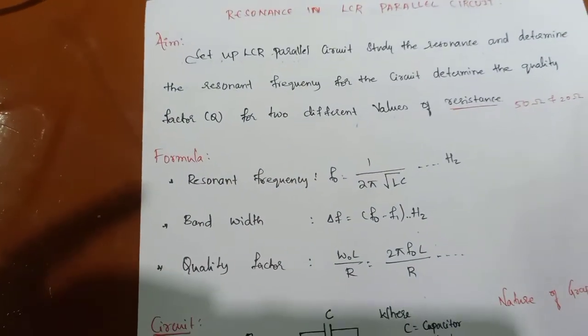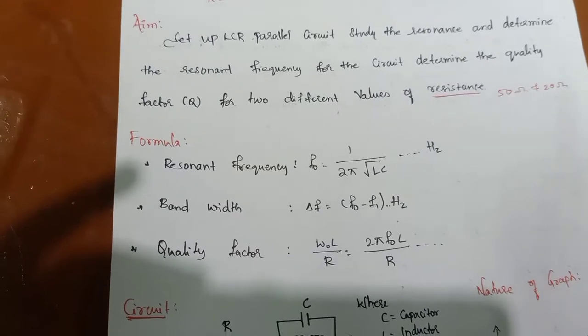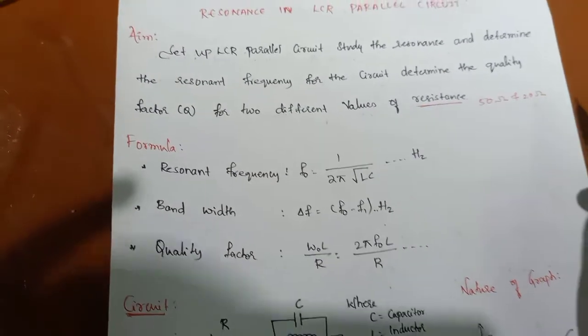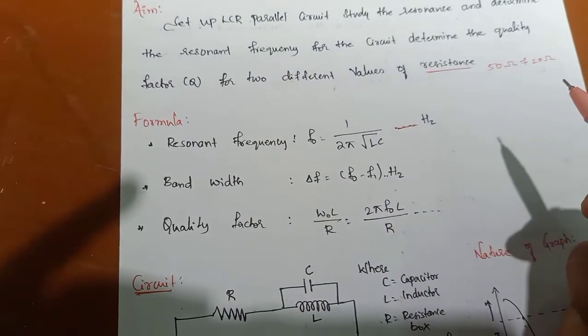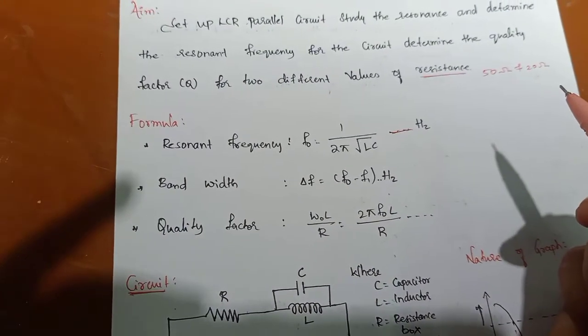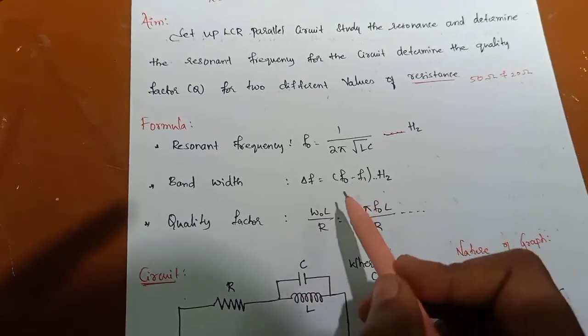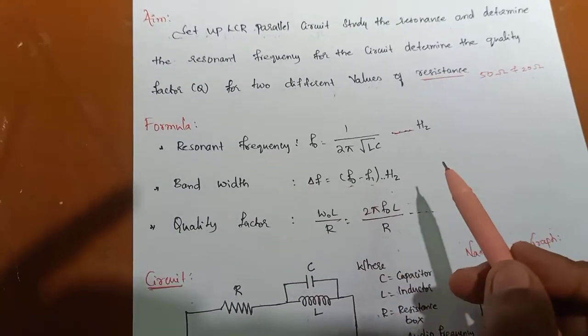The formulas are: the resonant frequency F naught is equal to 1 divided by 2 pi into root of LC, in the order of hertz. And for the bandwidth, delta F is equal to F naught minus F1, which is the difference between the highest frequency and the lowest frequency.